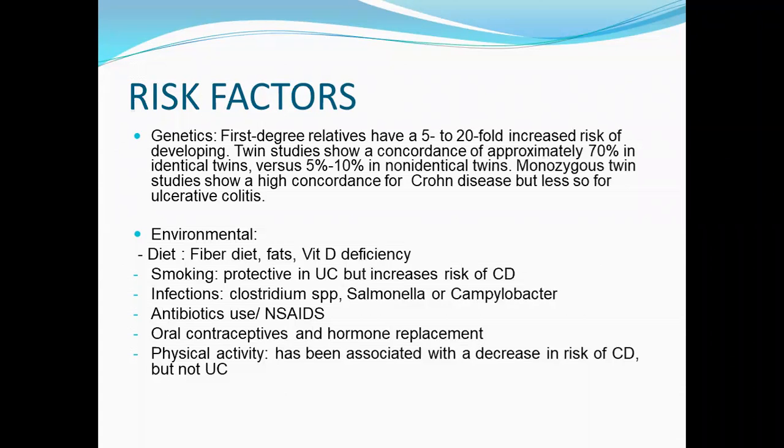Smoking, which is one of the environmental factors that has been widely discussed, is a protective factor in ulcerative colitis, but increases the risk in Crohn's disease. Infections such as Clostridium, Salmonella, and Campylobacter lead to inappropriate immune responses that also increase the risk of IBD. Oral contraceptives and hormonal replacement therapies, because of their high levels of estrogen, have been shown to influence the risk of IBD in patients. Physical activity has also been shown to be associated with a decreased risk of Crohn's disease, but not of ulcerative colitis.